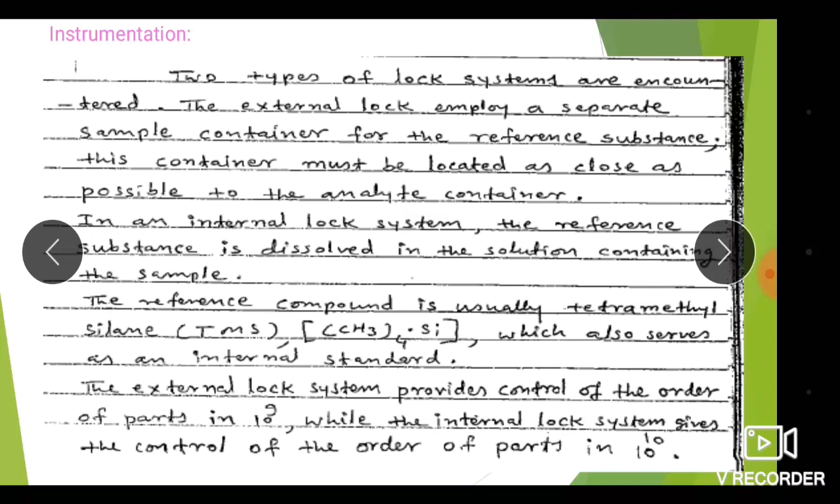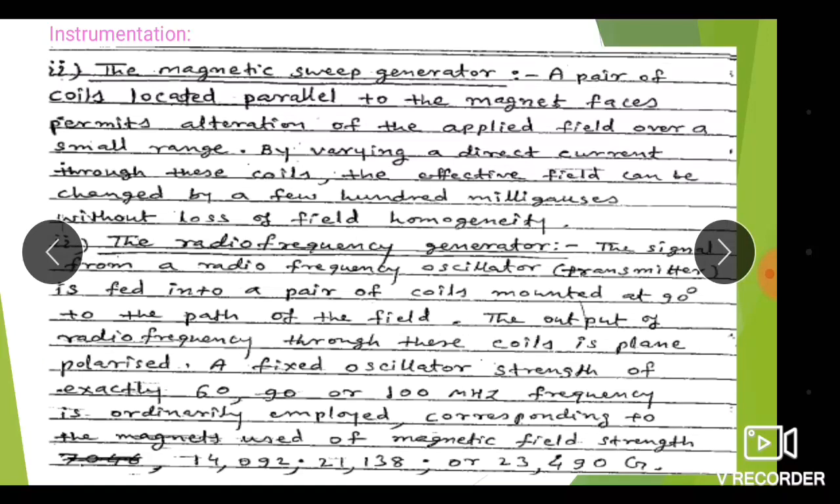So it is the internal. The reference compound is usually tetramethylsilane, which also serves as the internal standard. It shows the delta value at 0. The external lock system provides control of the order of parts in 10 to the power 9, while the internal lock system gives control of the order of parts in 10 to the power 10. So this is the difference between the internal and the external lock system.